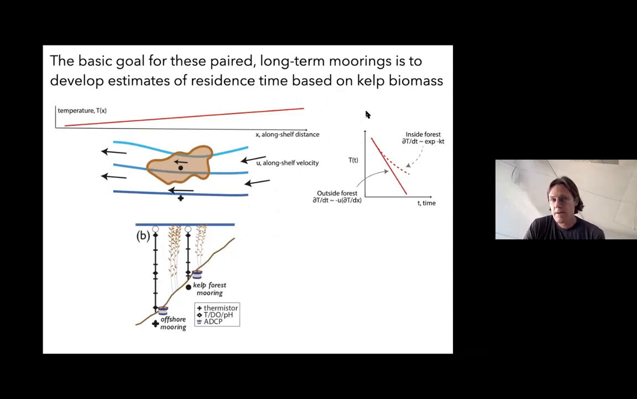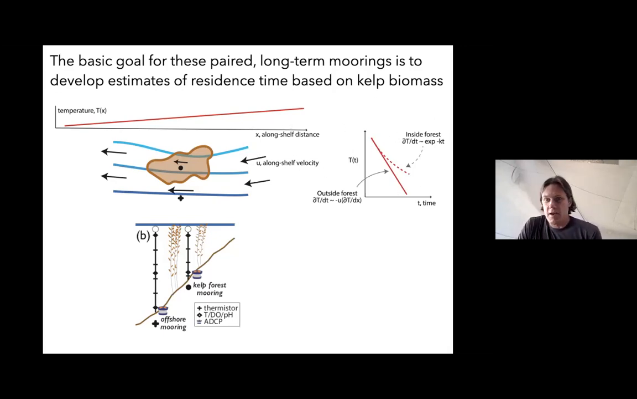Our basic goal and hope for these paired long-term moorings is to be able to develop estimates of residence time based on kelp biomass. Going back to our science goal, the basic idea is that if some flow comes along that impinges upon the kelp forest, in this little schematic you can imagine it being some along-shelf velocity, with some temperature gradient associated with that flow, advecting past the sensors inside and outside of the kelp forest. In this case, where the flow is from east to west, we would expect the temperature to increase as this water mass came by.